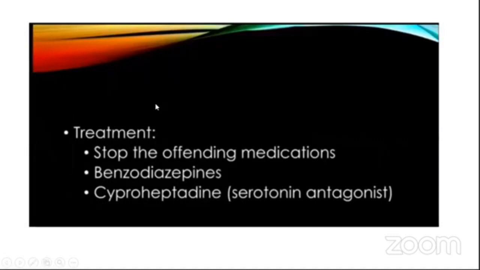How will you treat it? Treatment is supportive treatment, stop the offending medications, and here the choice of drug is benzodiazepines. Sometimes cyproheptadine is used, which is a serotonin antagonist, and can be used in case of serotonin syndrome.